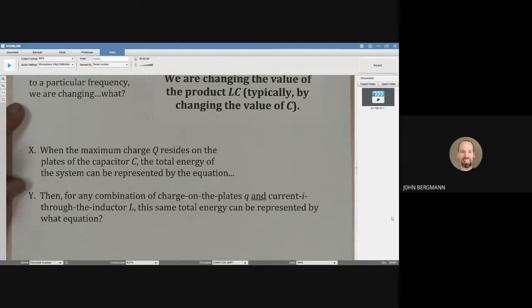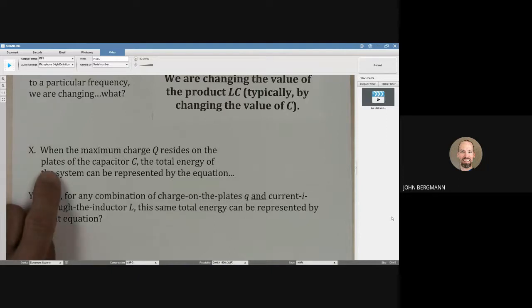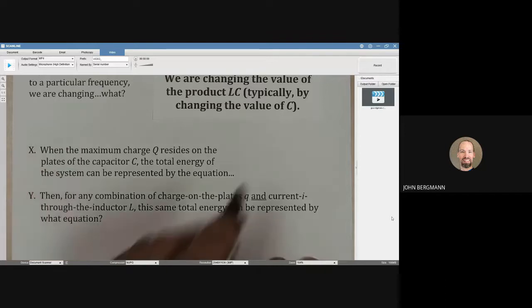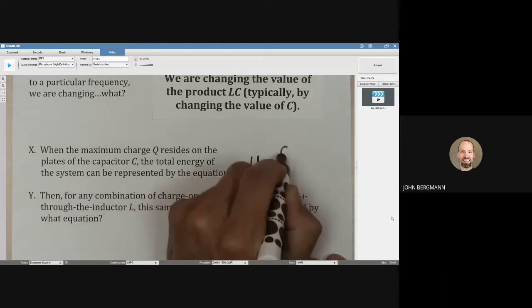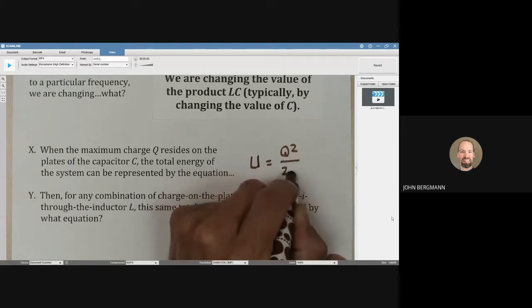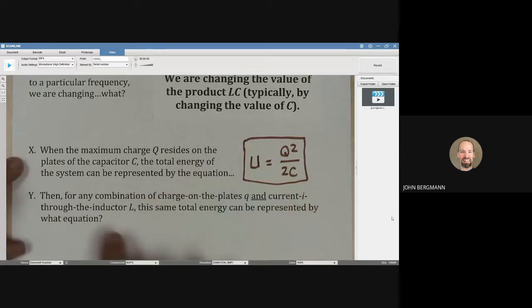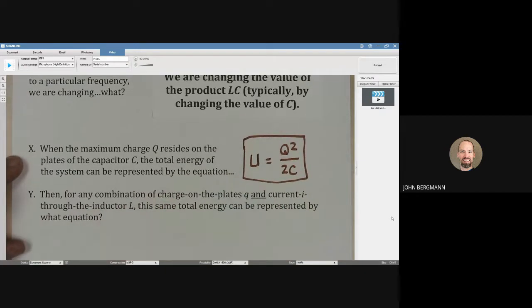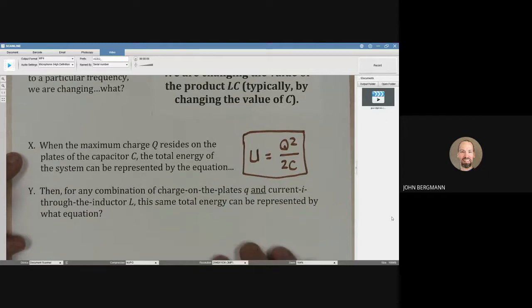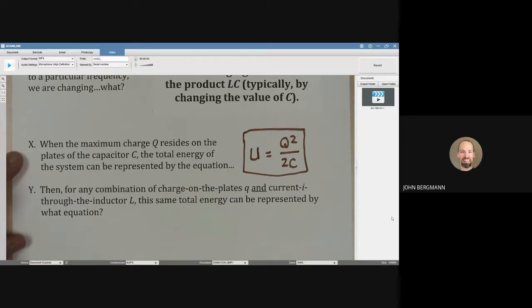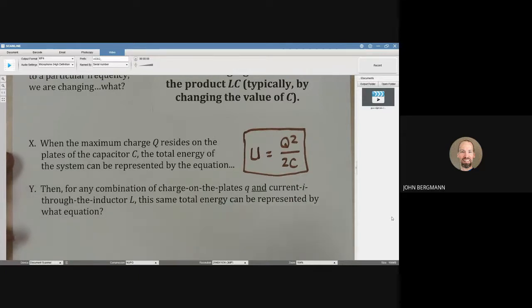Almost done. When the maximum charge Q resides on the plates of the capacitor, the total energy of the system can be represented by this equation. We derived this way back when we were young, when we were dealing with capacitors. Then, for any combination of charge on the plates and current through the inductor, because that's what we've been talking about, the capacitor has some charge on it, and then maybe there's some current going through that circuit, and at some point there will be no charge on the capacitor with a maximum current going through the inductor. At some times there will be no current going through the inductor, and the capacitor plates will be charged to a maximum.